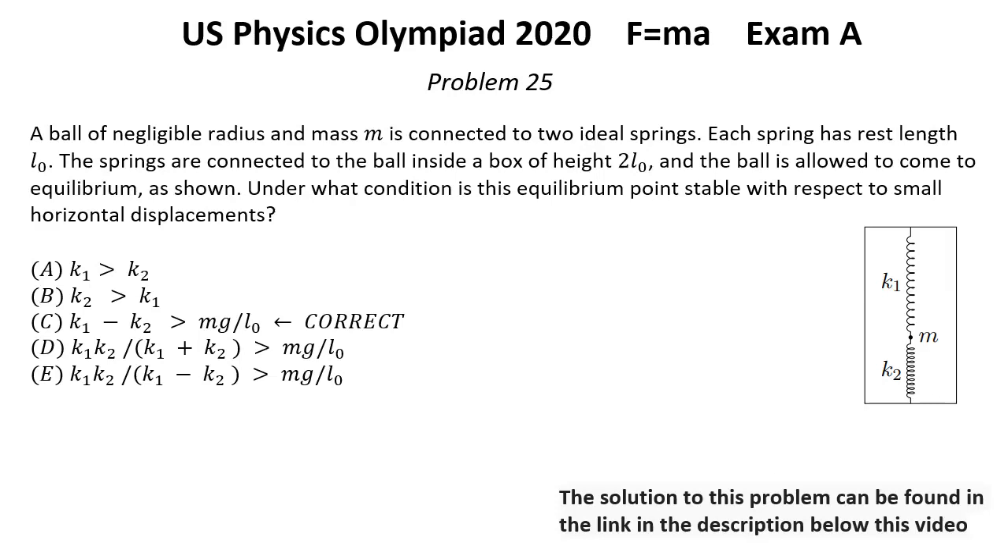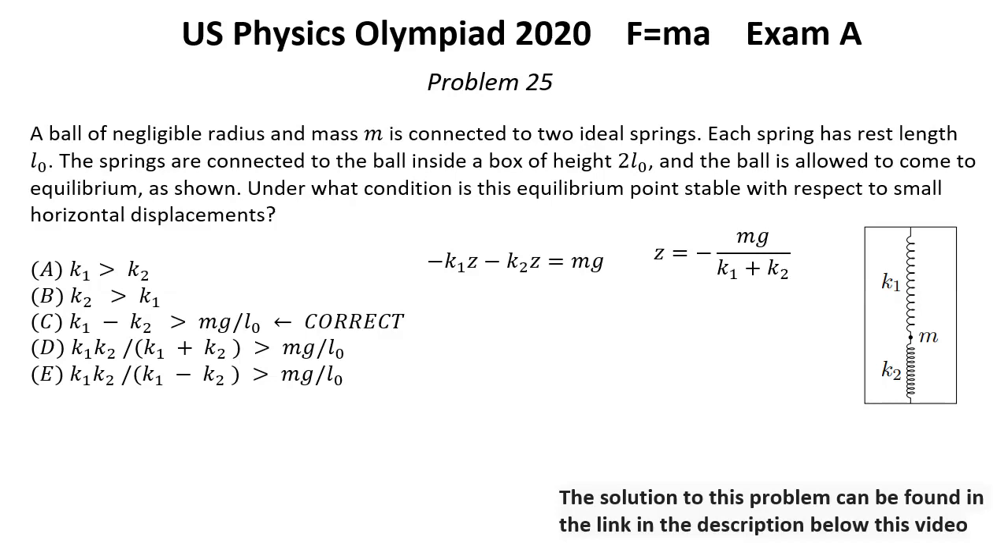Solution for problem number 25. First, let's find the position for equilibrium, which is below the initial position in the middle of the box. We have minus k1z minus k2z equal to mg, where z is the vertical displacement for equilibrium. From here we can find z. That will be negative mg over k1 plus k2.